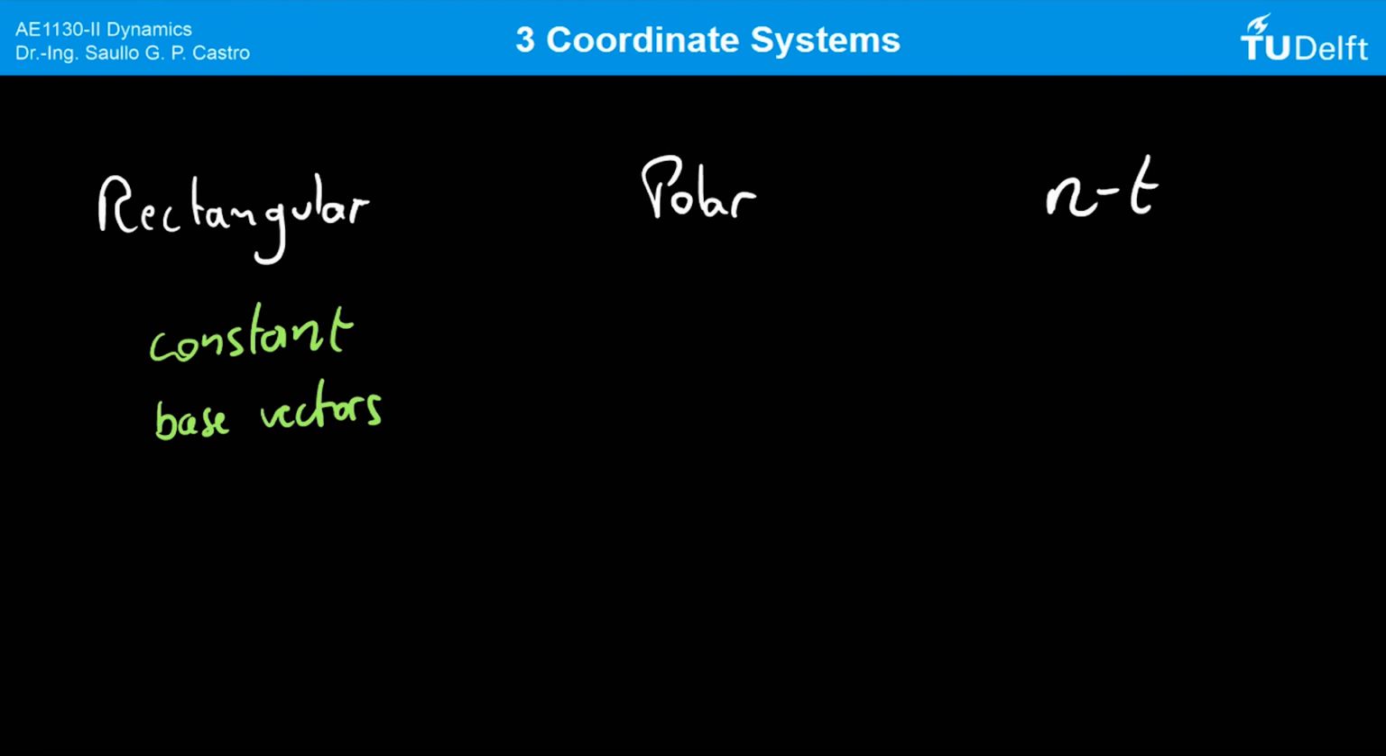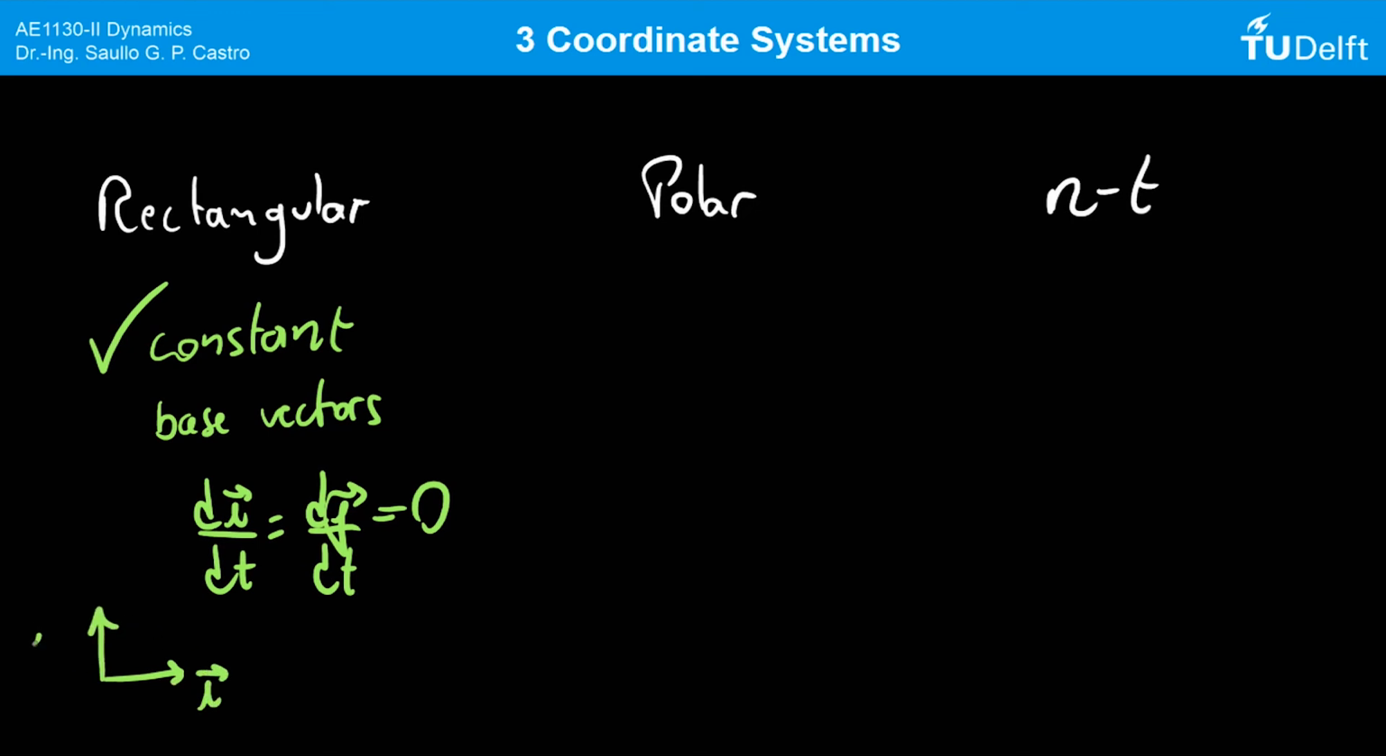We first learned how to describe curvilinear motion using rectangular coordinates, where basically the main characteristic is that the base vectors are constant with time, which means that di dt equals dj dt is 0, or we have a fixed reference in which the base vectors are described. Then we moved on to polar coordinates, where basically we know the function of radius as a function of the angular position, and where the position could be described using just one component.